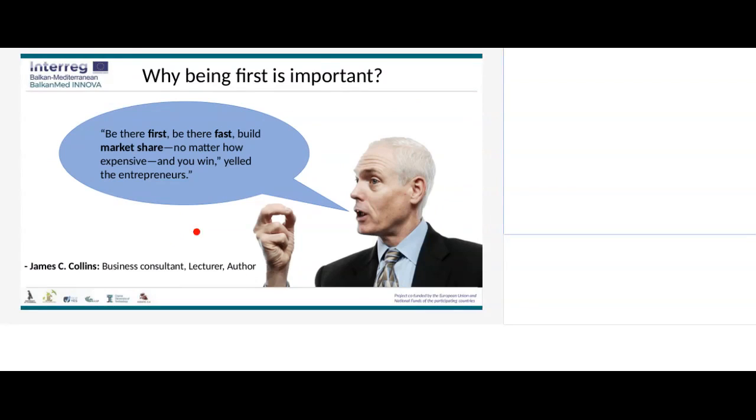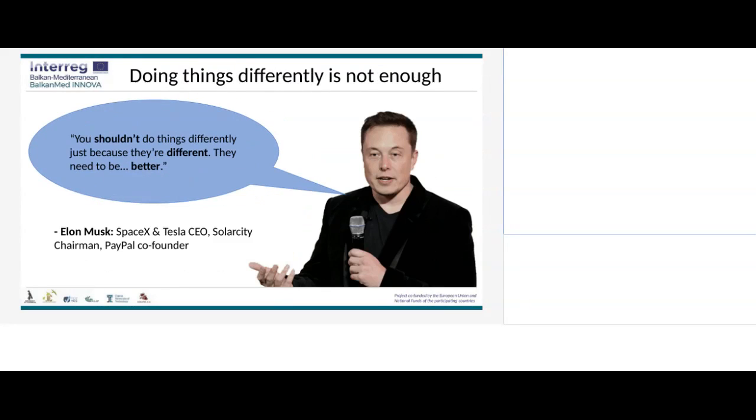Well, this is really important, but is not everything, as there are many cases in which it's not the company that came first that dominated the market, or even if they were first, they ended up getting disrupted. Because it's not only to do things differently, it's also that you have to do things better, as Elon Musk says. So mainly it's important to be first, but it's more important to be innovative and to provide more value.